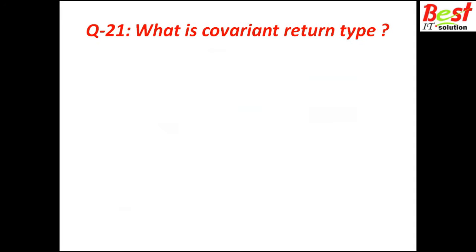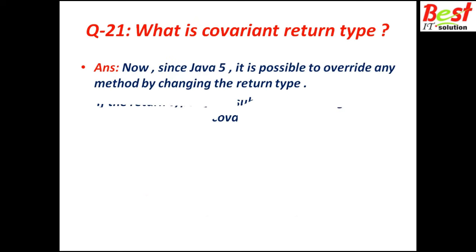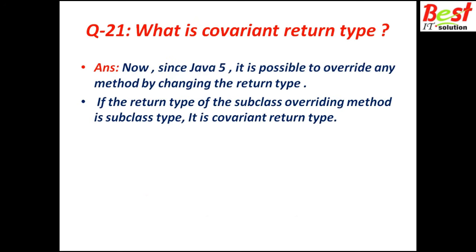The next question is, what is covariant return type? Since Java 5, it is possible to override any method by changing the return type also.